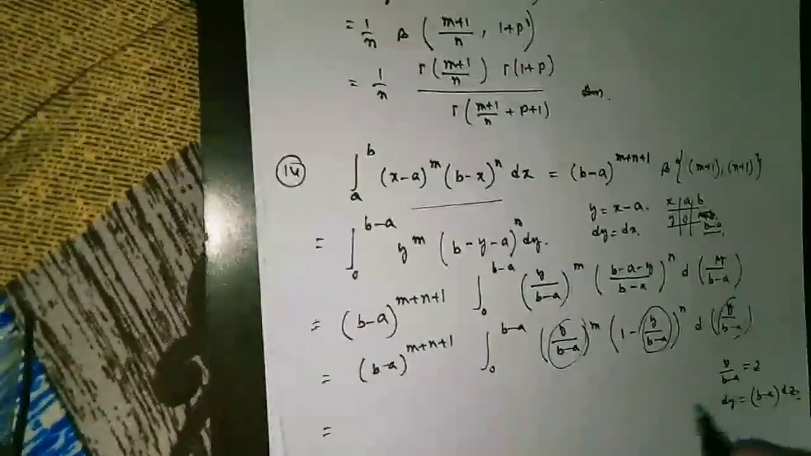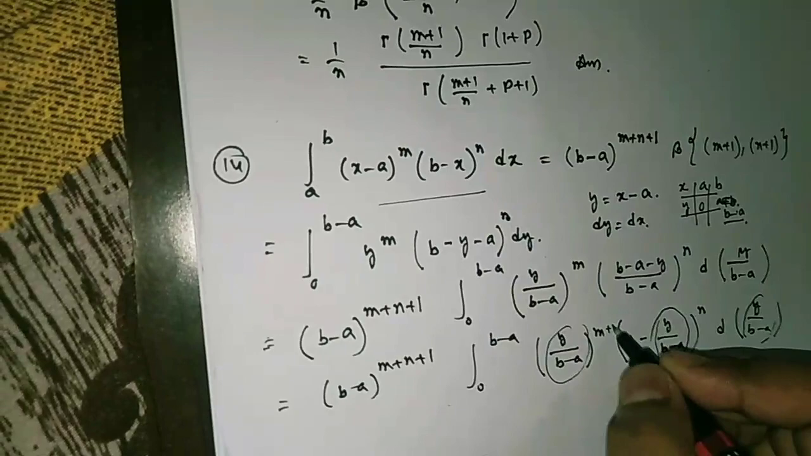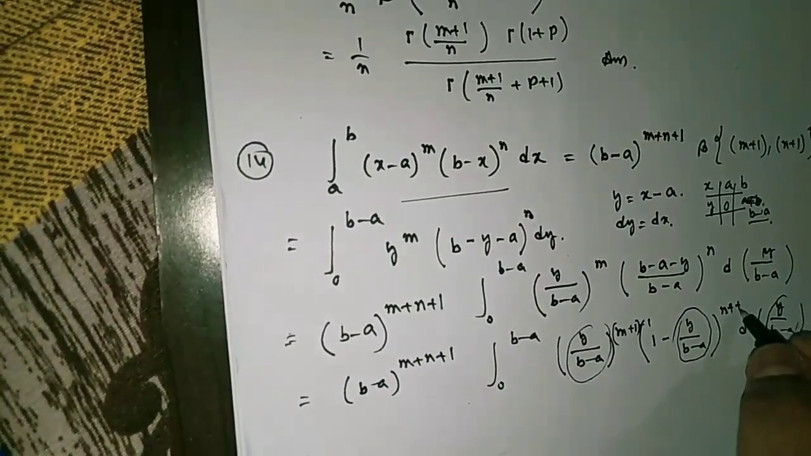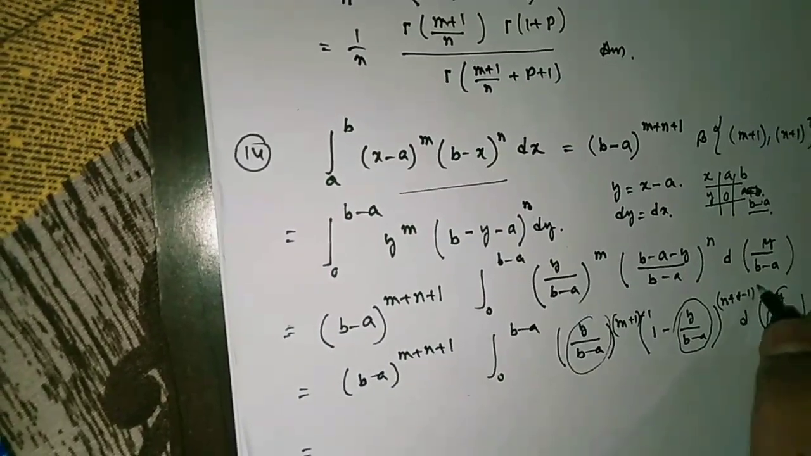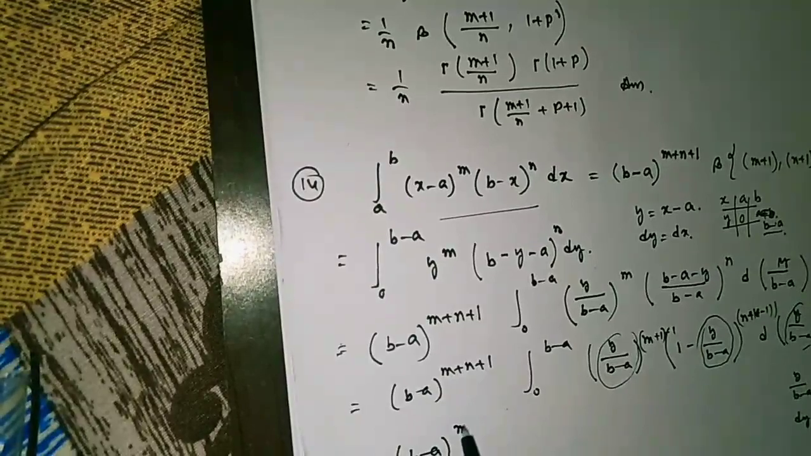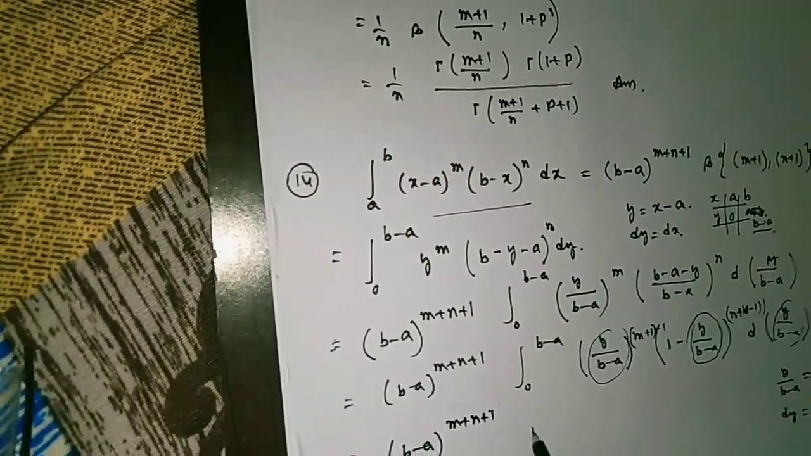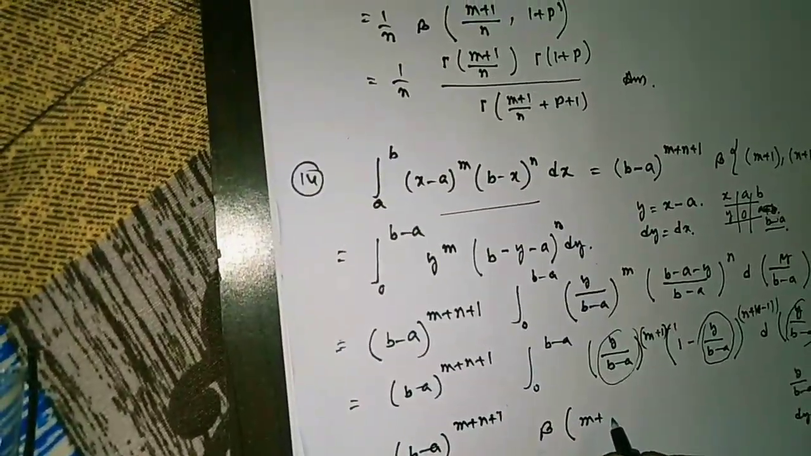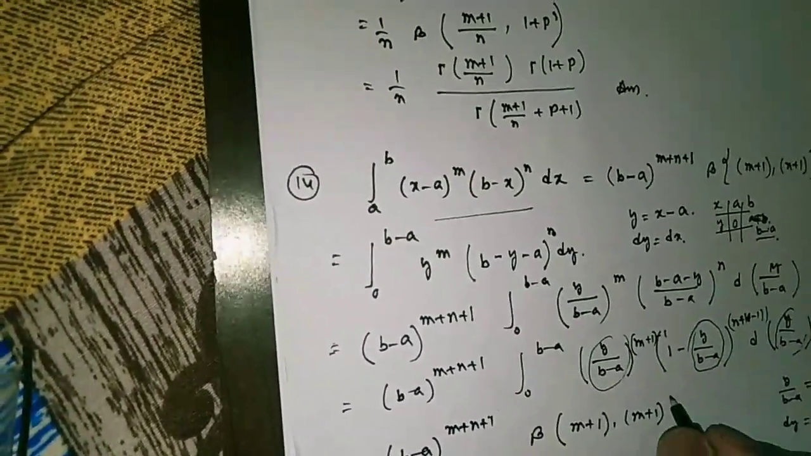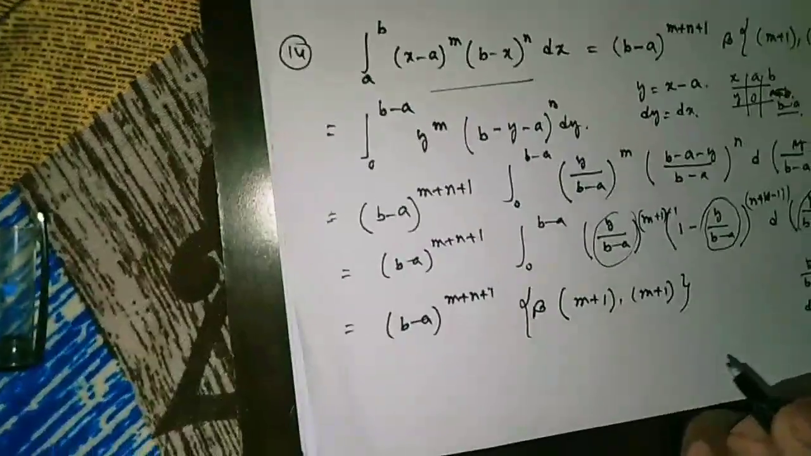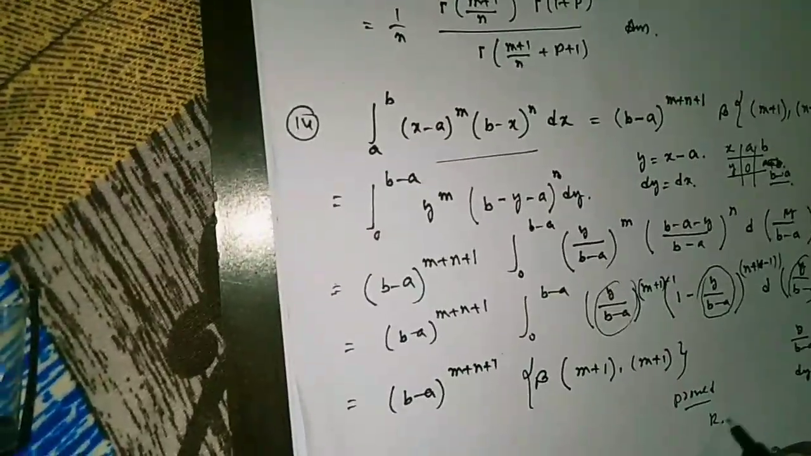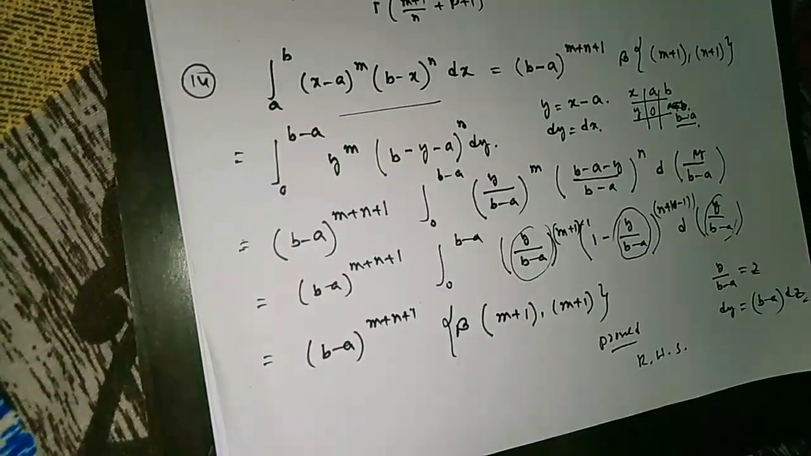So I can easily write it m plus 1 minus 1, and here also n plus 1 minus 1. Okay, I can write it. So here I can easily write (b minus a) to the power m plus n plus 1 into beta of m plus 1 comma n plus 1. So it is proved. Now the next method.